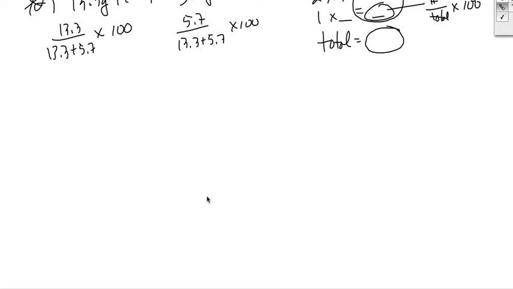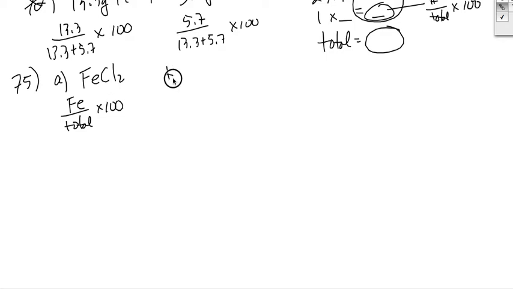All right, 75 says, which of the following compounds has the highest percent of iron? Well, all you're going to do is take each of these. For iron chloride, you're just going to take the molar mass of iron over the total times 100. You don't have to worry about the chlorine. And for B, it's the same thing. Take the mass of the iron, you have 1 iron, over the total, you have to find the total, times 100. And you're just comparing all of those.